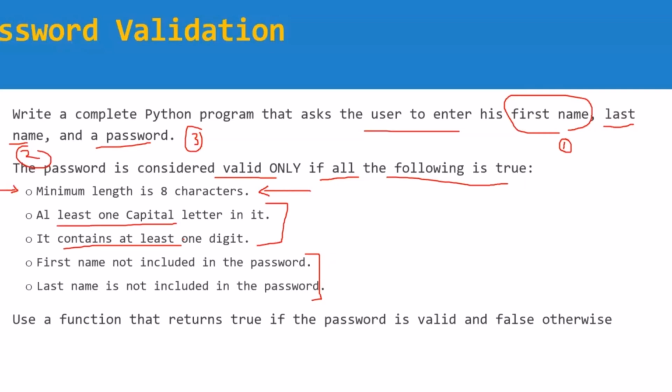But now we need to land the solution. So the conditions are: minimum 8 characters, first name and last name not included, at least 1 capital letter, and at least 1 digit. Use a function that returns true if the password is valid and false otherwise. So if all of these 5 conditions hold, how many conditions do you see here? 5 conditions, then the password is valid.